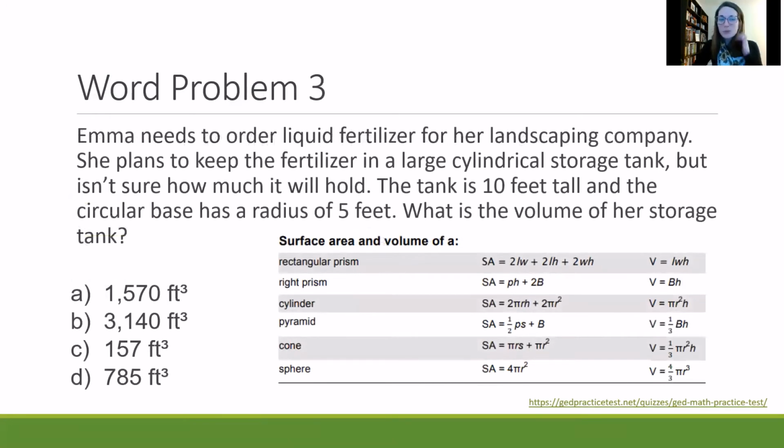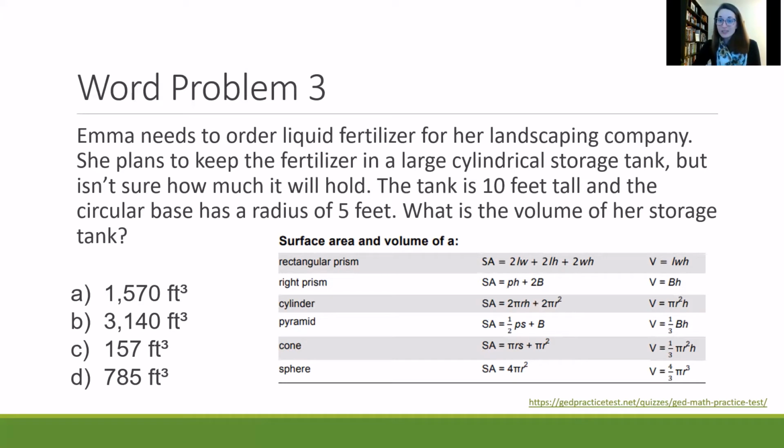For word problem 3, it says, Emma needs to order liquid fertilizer for her landscaping company. She plans to keep the fertilizer in a large cylindrical storage tank, but isn't sure how much it will hold. The tank is 10 feet tall and the circular base has a radius of 5 feet. What is the volume of her storage tank?